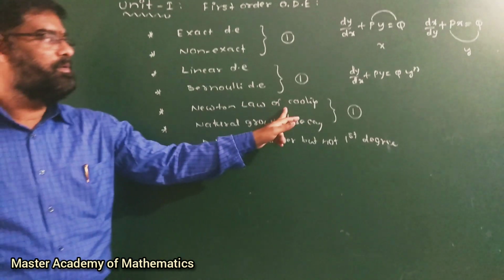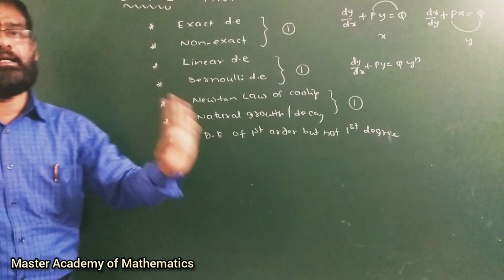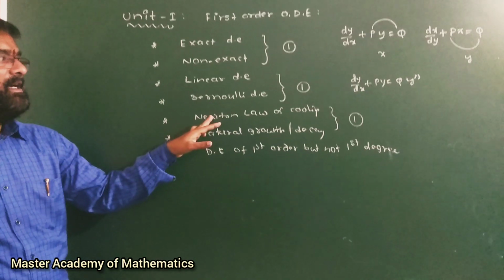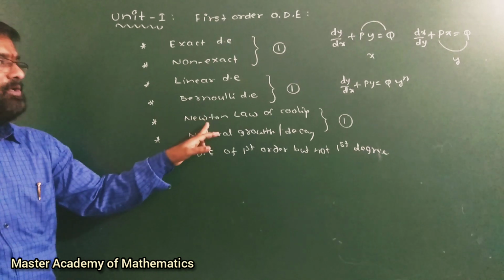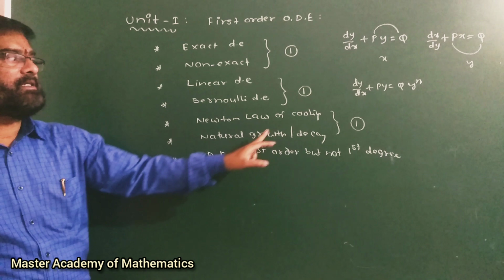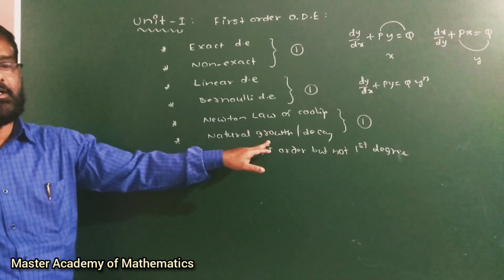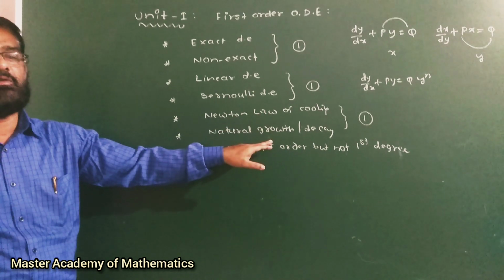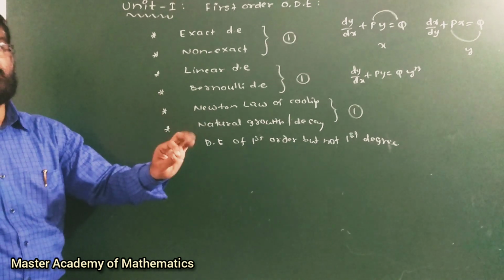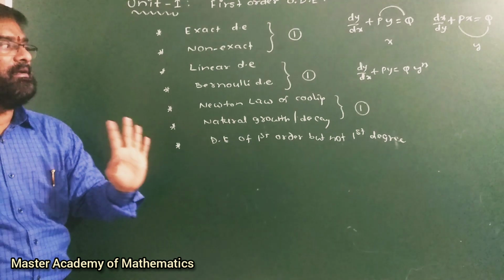Coming to Newton law of cooling and natural growth and decay, both are data related. Data related means particular statements are given, and based on that, if it is related to temperature, you can apply Newton law of cooling. If it is related to bacteria or radioactive element, some increasing or decreasing case, you can use natural growth and decay. In both the cases, you need to use your calculator also.